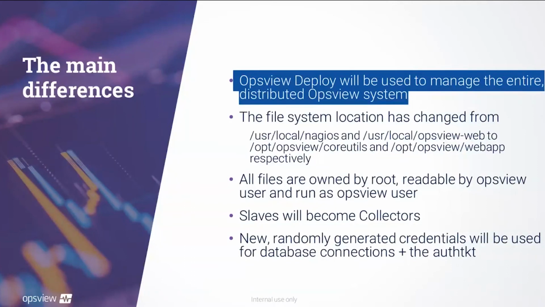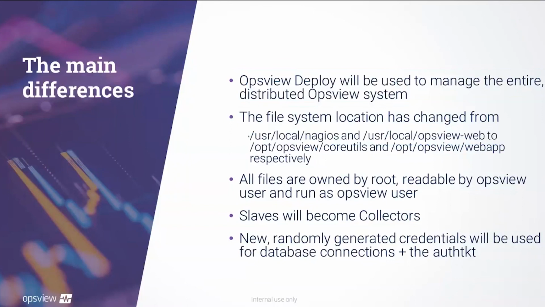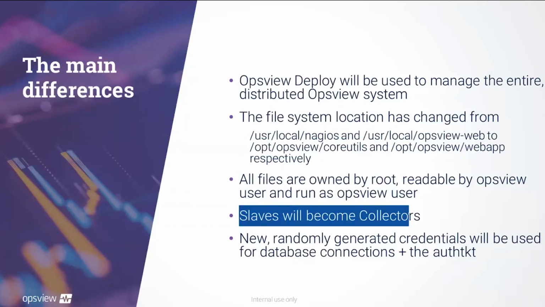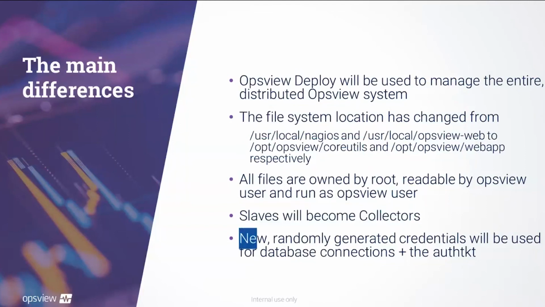File system location has also changed. So we'll no longer use this USR local Nagios directory, and the Opsview web app directory has changed. So things now live in opt-opsview core utils and opt-opsview web app. No longer are files owned by Nagios and root. They're owned by root and readable by Opsview. So you'll see a lot of files are owned by root and in the group Opsview. So that's now normal. And like I say, slaves have become collectors.